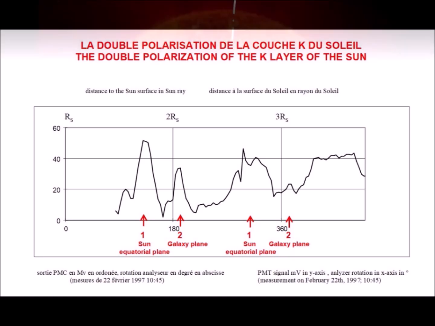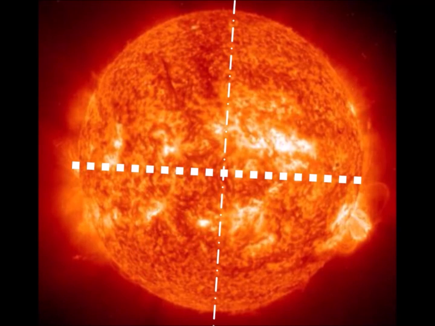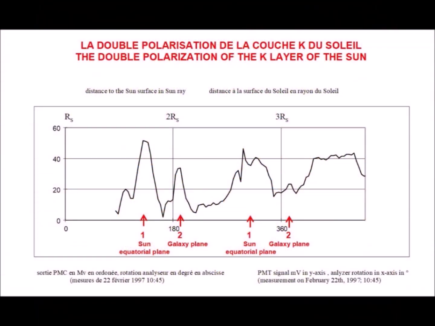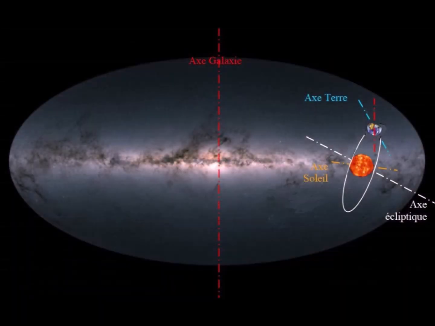The polarization of the Sun's K layer is well known and corresponds to its equatorial plane. However, this experiment made it possible to detect a second direction of polarization. This direction is approximately 70 degrees from the equatorial plane of the Sun. Now it turns out that this angle is very close to that made by the plane of the galaxy with the equatorial plane of the Sun.